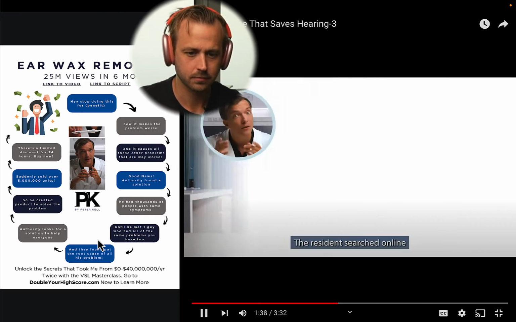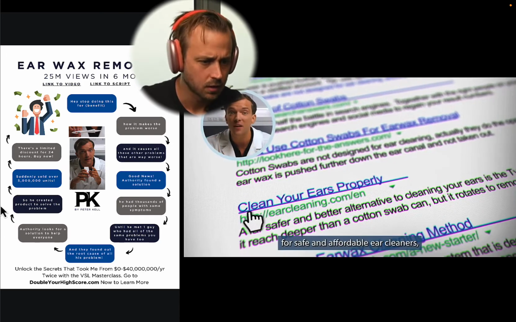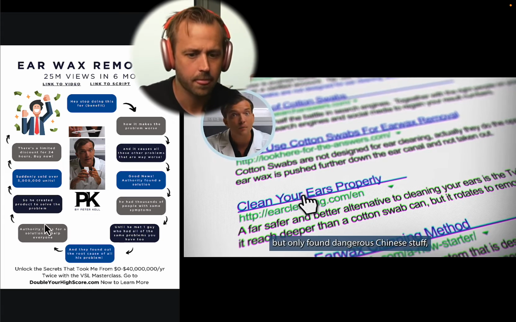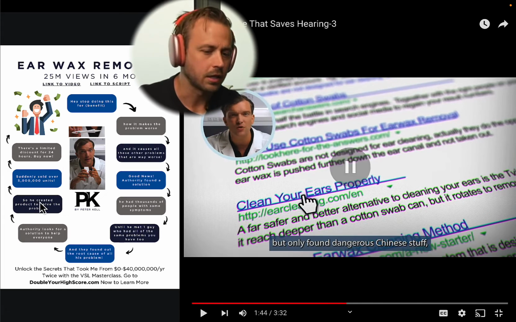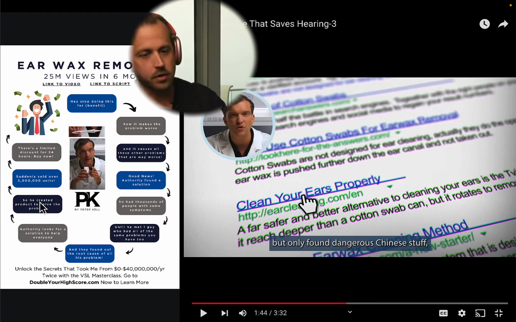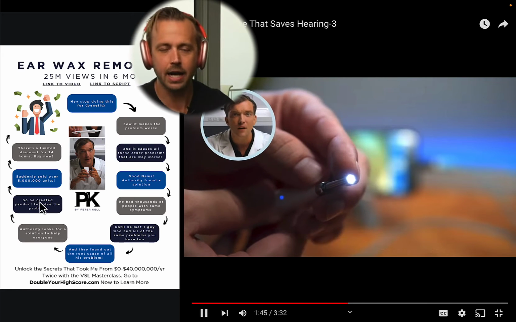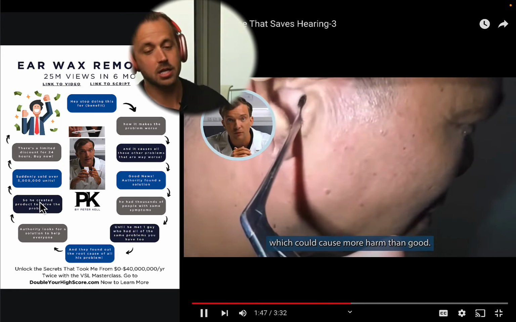Properly. The resident searched online for safe and affordable ear cleaners, but only found dangerous ones. He tried to go the normal way. He only found bad ideas, which could cause more harm than good. That could cause even more problems.